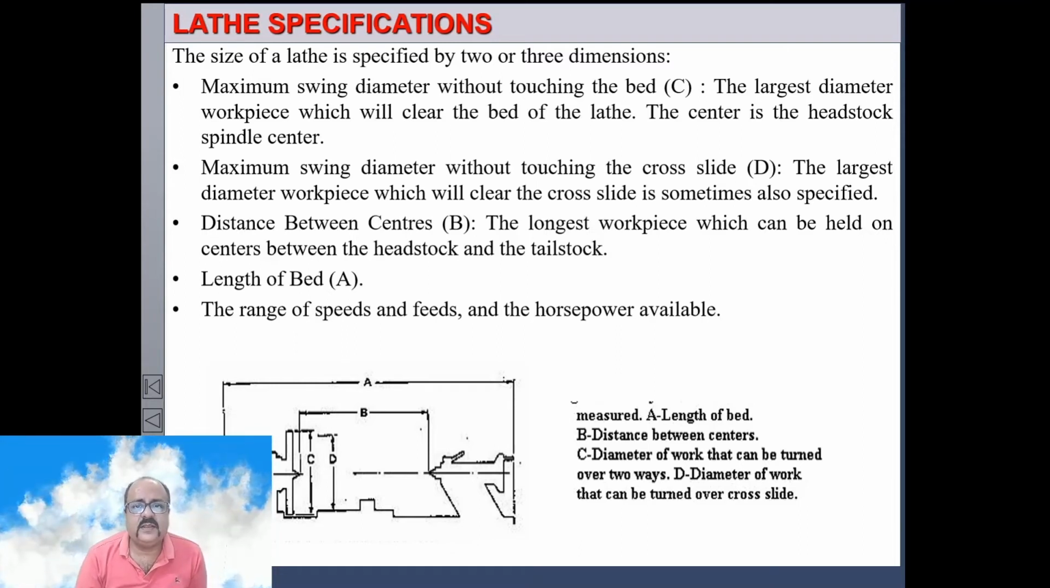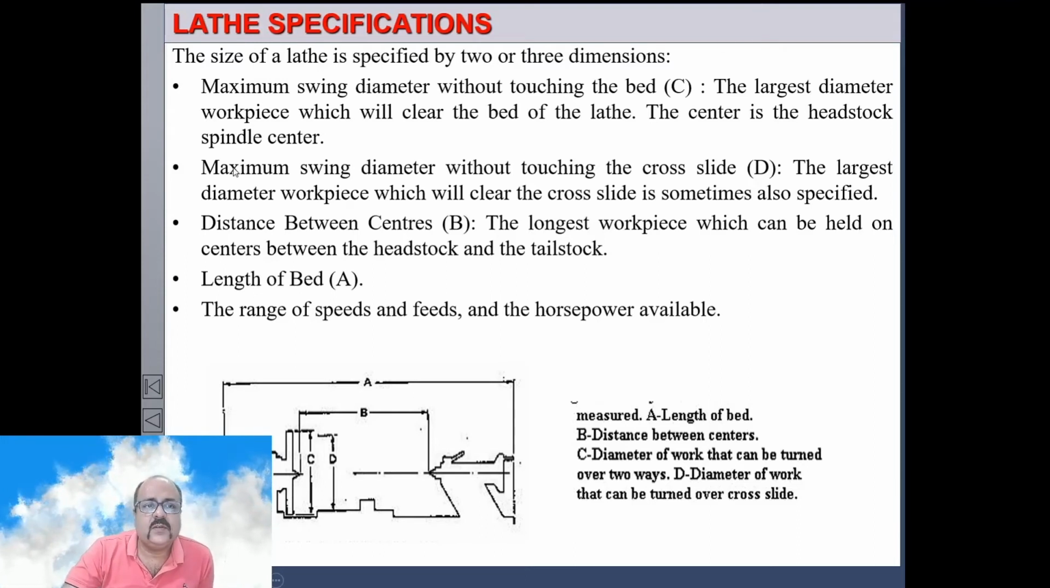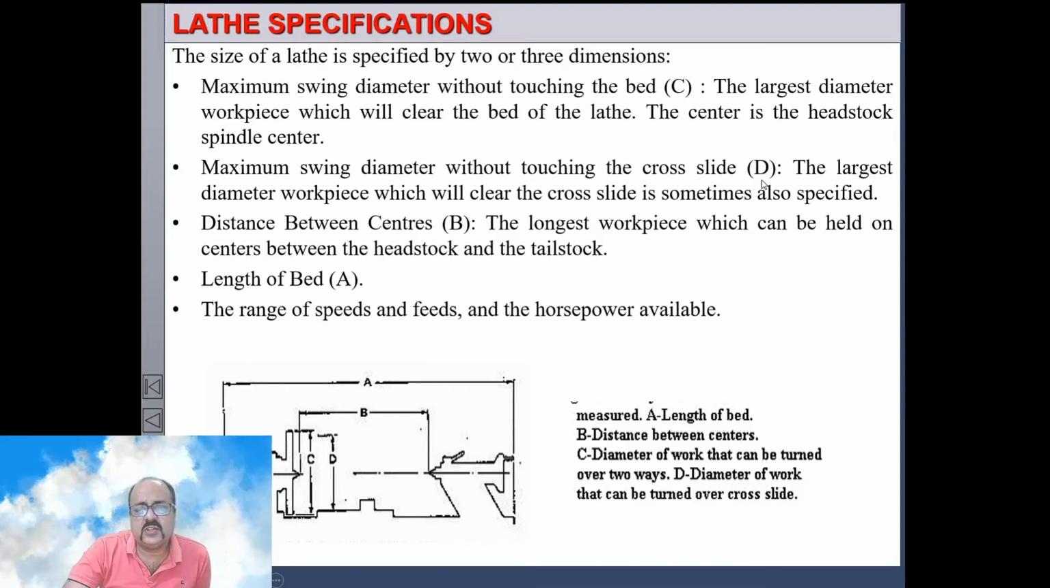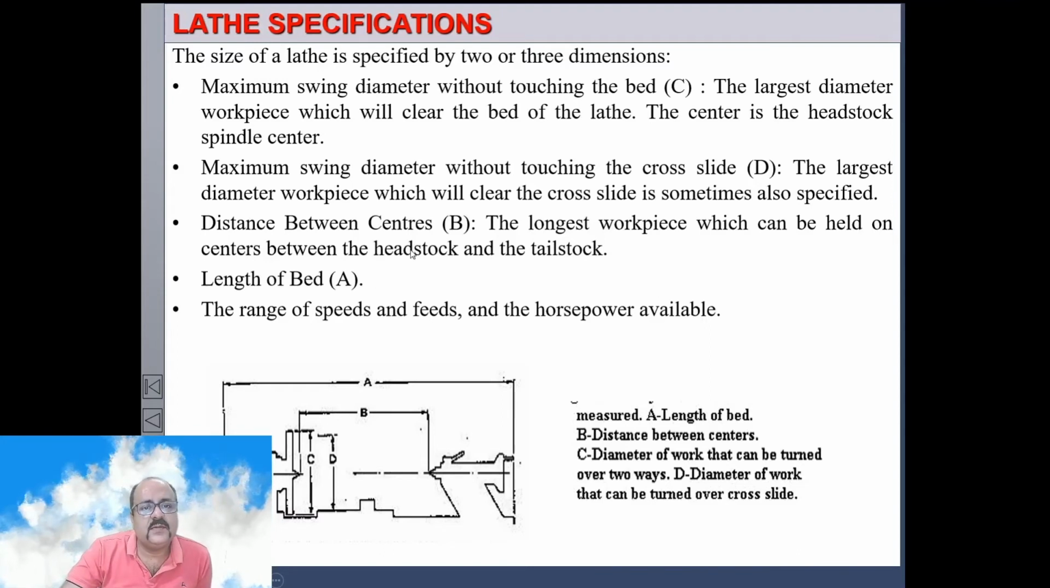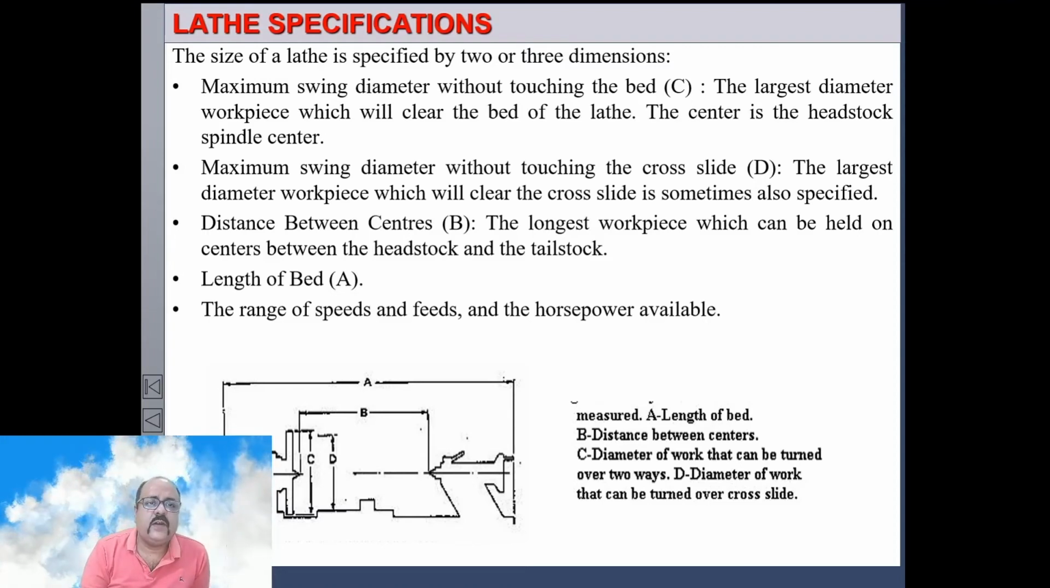The major things that we'll be discussing are the maximum swing diameter without touching the bed. This is the largest diameter of the workpiece that can be held and can run over the spindle without touching the bed. This is the bed. And the maximum swing diameter without touching the cross slide. So this one is in the vertical plane and this one is in the horizontal plane. This is the maximum size of the diameter of the workpiece which can clear the cross slide. And of course the distance between the centers and the length of the bed, plus the ranges of speed and feed available and the power that is available. So this is how you define a lathe machine.